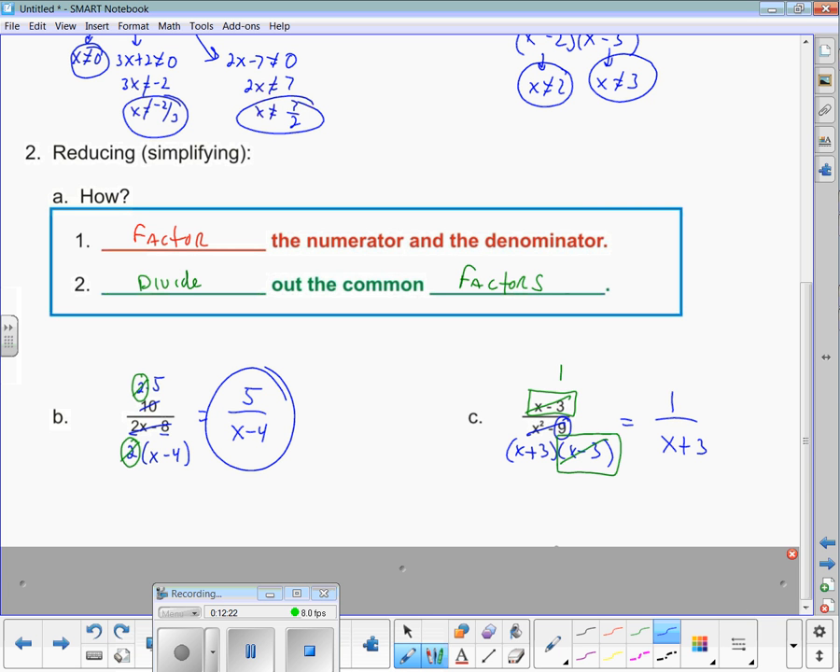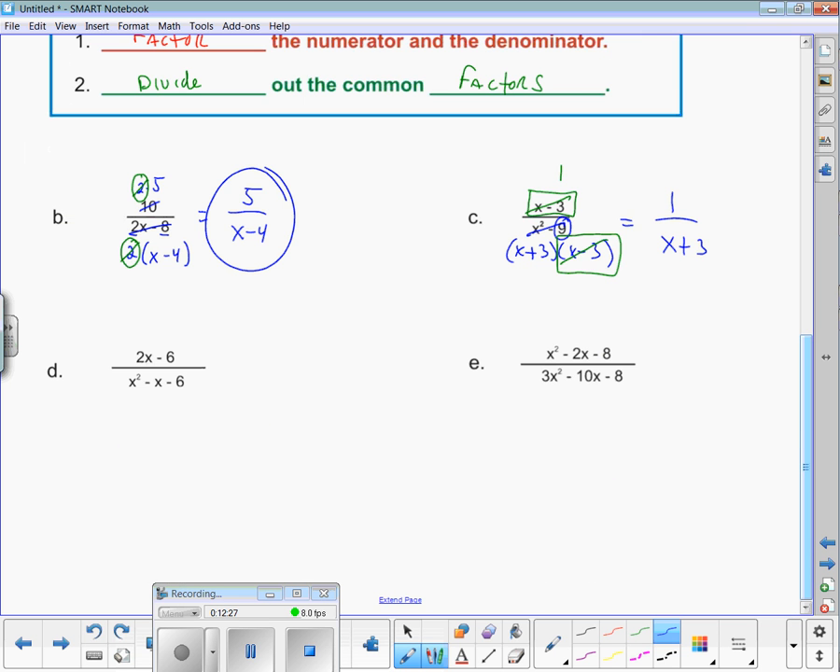Now, by the way, if we were looking at excluded values, there'd be some. We'll deal with that on the back. All right, let's do the last couple of examples here.